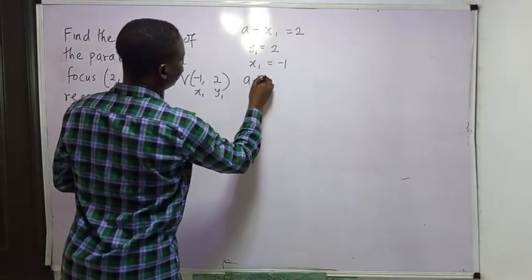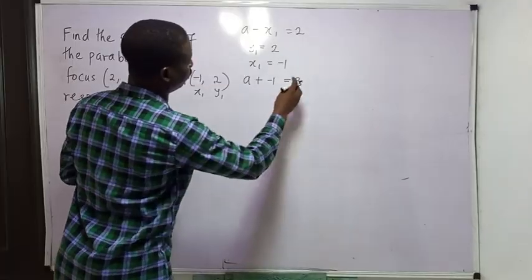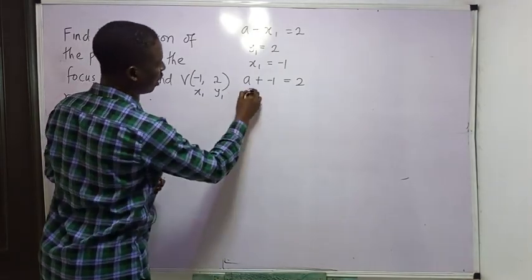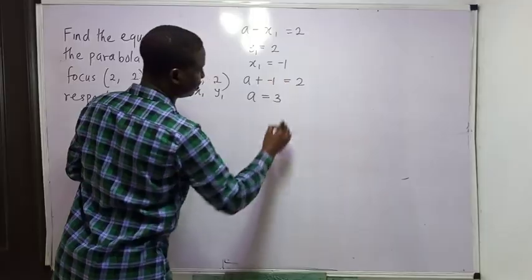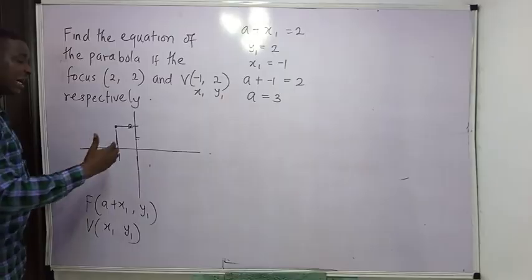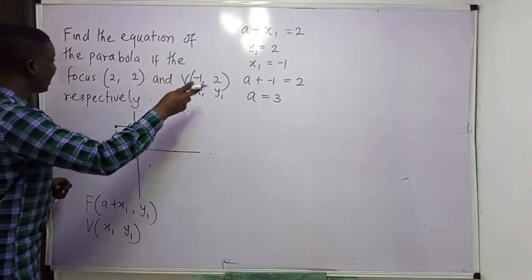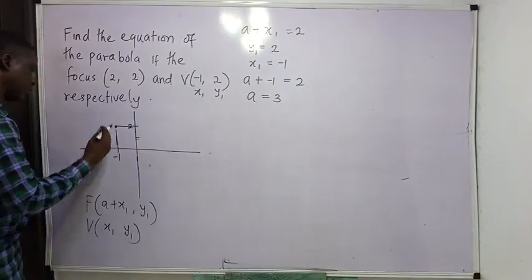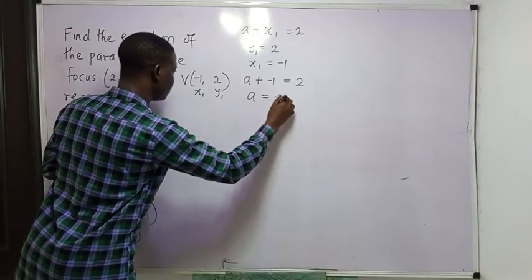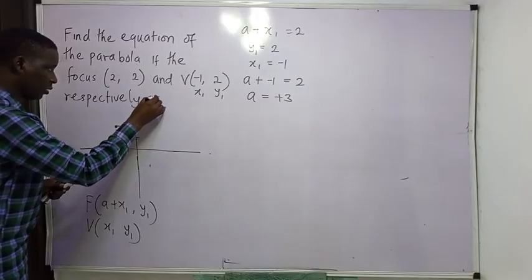What about a? You want to solve for a. Substitute x1 equals -1 here, so a plus -1 equals 2, and our a is equal to 3. Since a is 3, which is positive, it means we open it forward. If a had been negative, we would have opened it backward like this. But since it's positive 3, we open it forward.